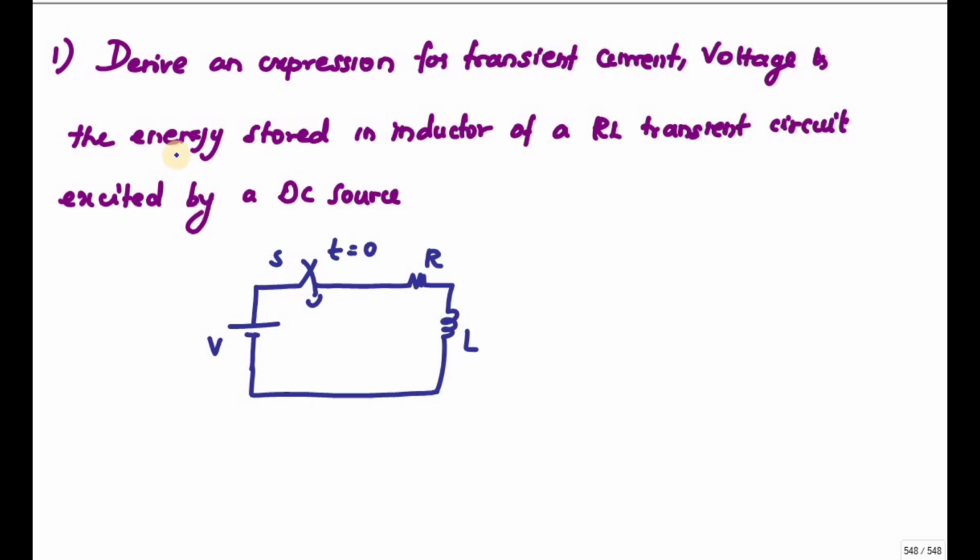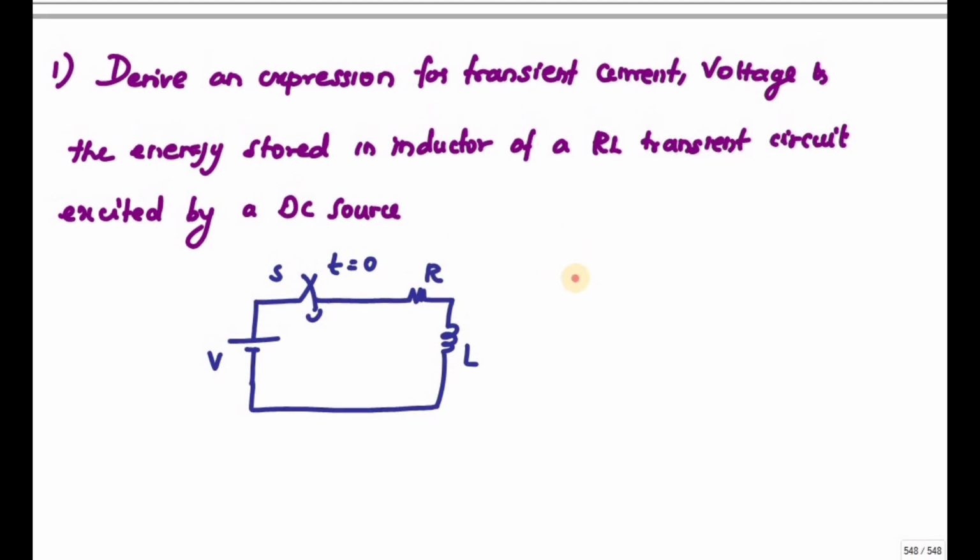The question here is to derive an expression for the transient current, voltage, and the energy stored in the inductor of RL transient circuits, which is excited by a DC source. This is the diagram. You have a DC source which is closed at t equal to 0, and R and L are connected in series.